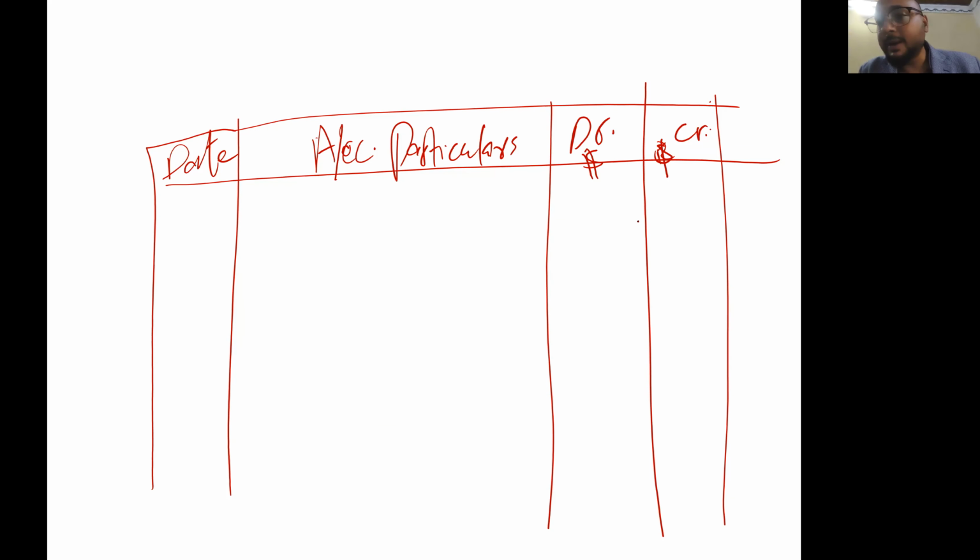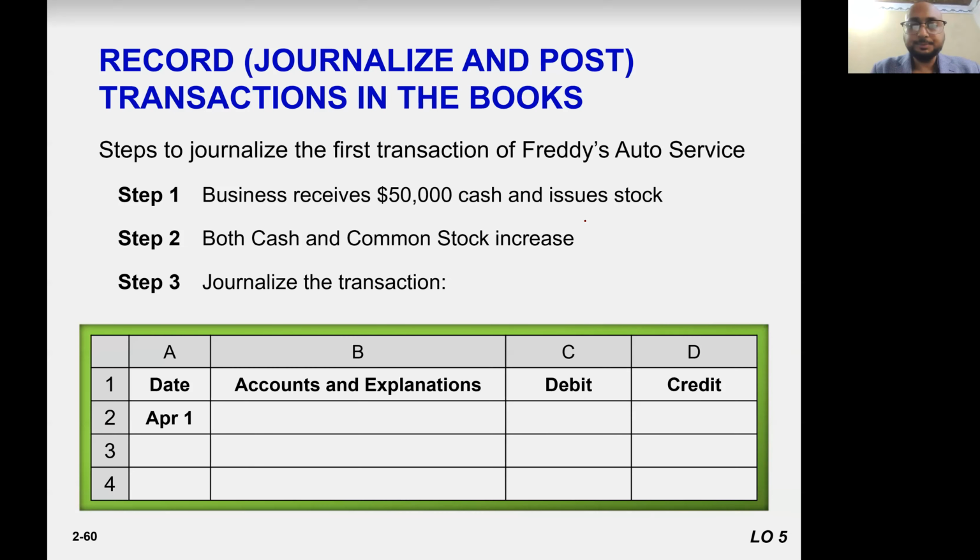If it is debited, you write it down here. If it's credited, you write it down here. But there is a specific way. We'll talk about how we write it down.